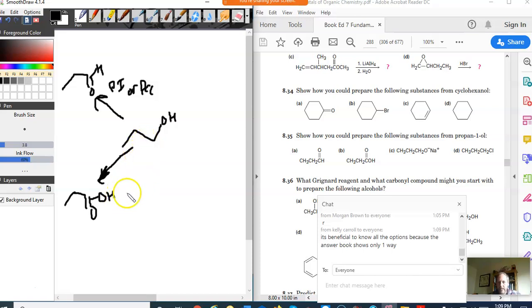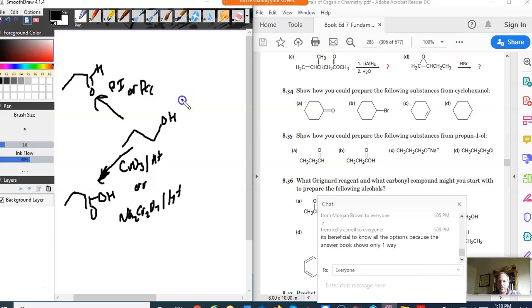In this case, we're oxidizing the alcohol up to the carboxylic acid. So either CrO3 in acid, or you can use Na2Cr2O7 in acid. Either one of those. You're going to use the stronger oxidizing agents.